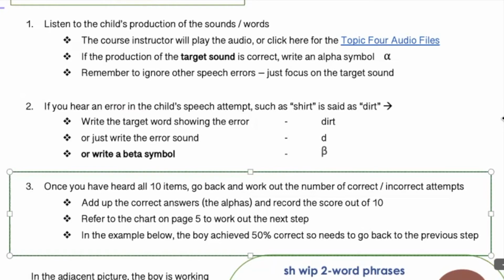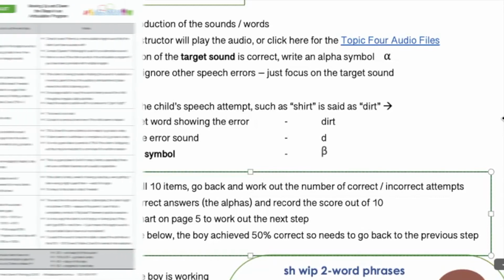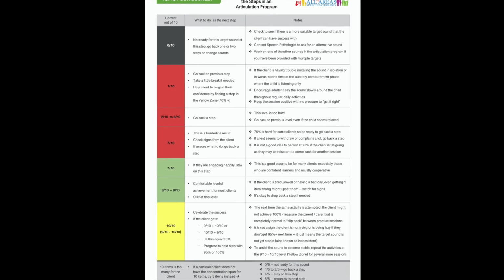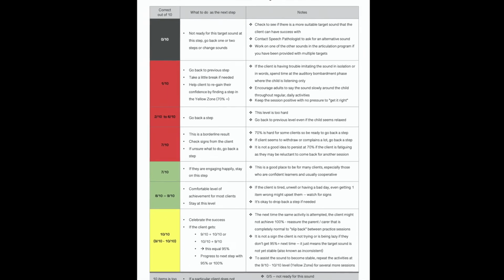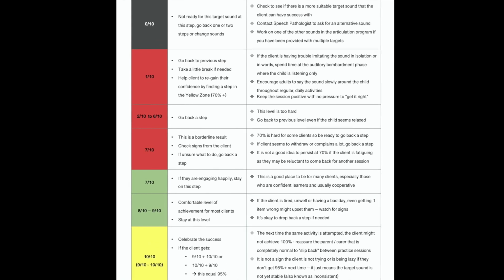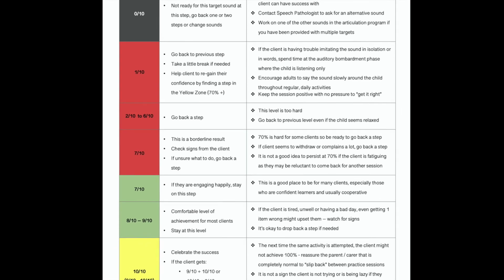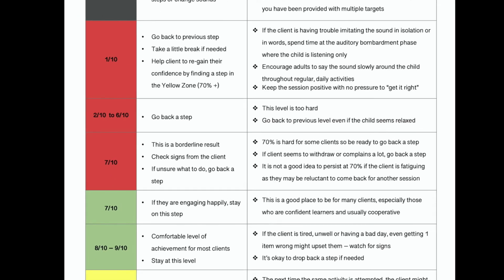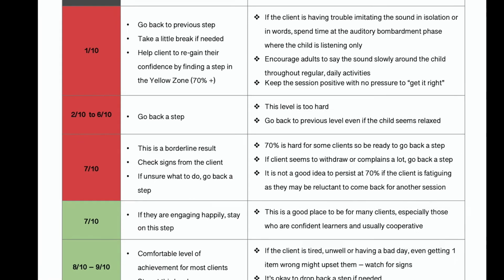At step 3, once we've heard all the items, we're going to go back and work out how many are correct and how many are incorrect. So obviously we can do that by adding up the alphas and giving a score out of 10 to work out the next step. So for example, if someone got 50% correct, we know we would need to go back to the previous step.